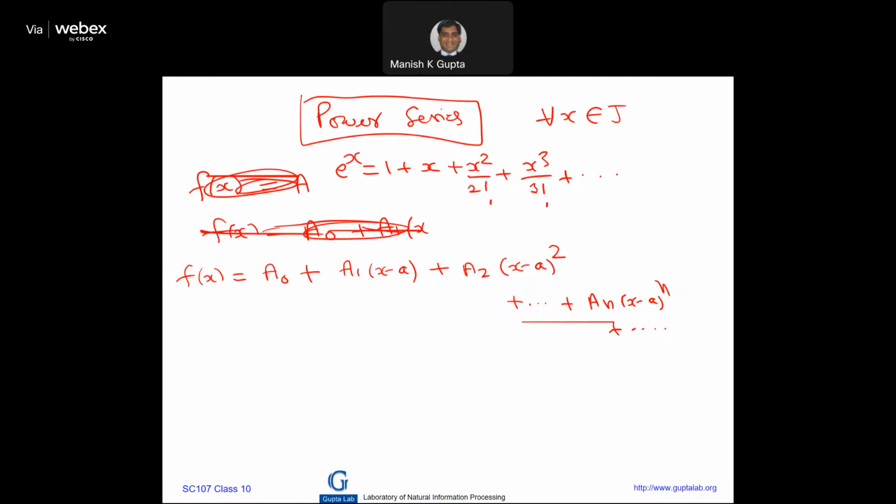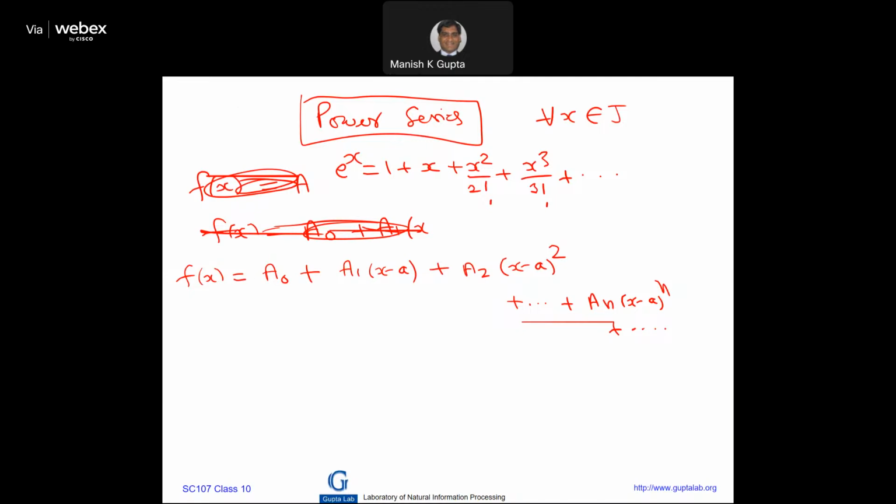Yes, that is the first thing. If I want to find capital A0, if I plug in x equal to a, all the other terms will go off. So we know the value of A0, right?